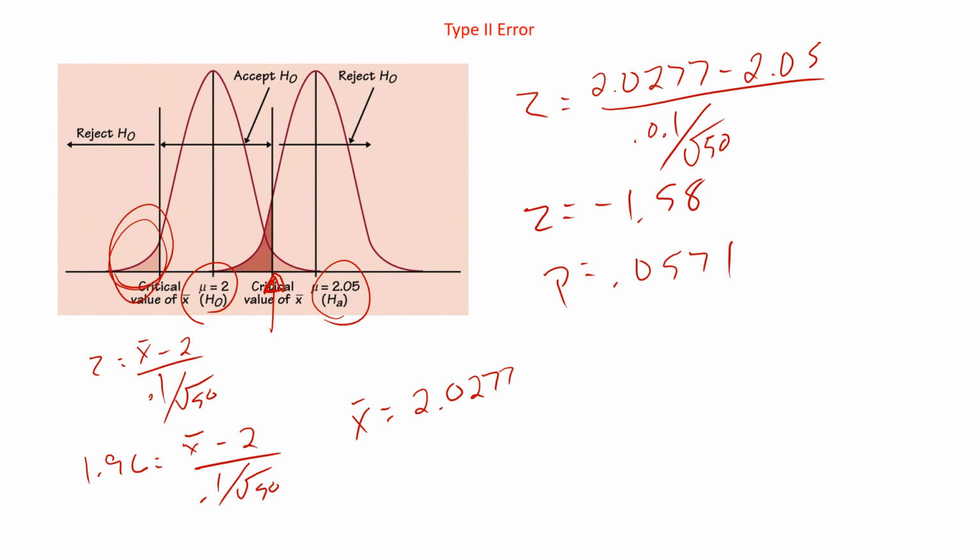And that would have come out exactly like that because it was on the bottom side. So we get the probability as 0.0571. So that is the probability of a type 2 error. The power, which is usually what you're asked to find, is going to be 1 minus 0.0571, which would be 0.9429. So that's the process of a type 2 error.